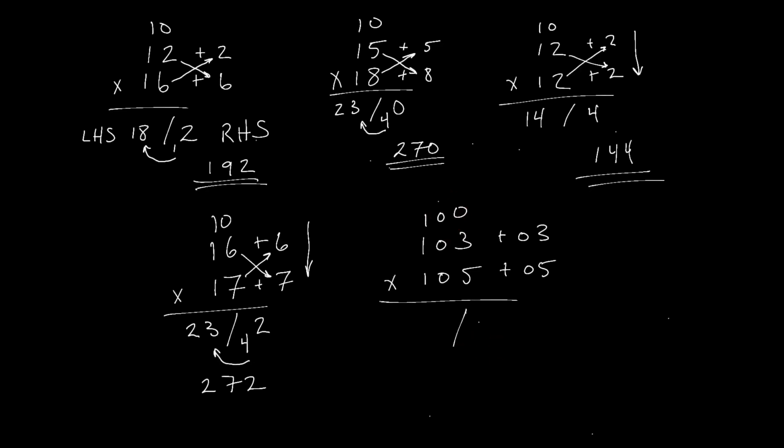So 103 times 105. We either add these two or these two. Either way, we get the same thing, 108. 3 times 5, that gives us 15. Final answer. It's a very quick way of doing maths. I'll show you guys a couple more examples using base 100 and then base 1000.